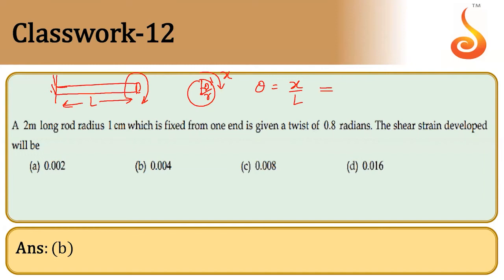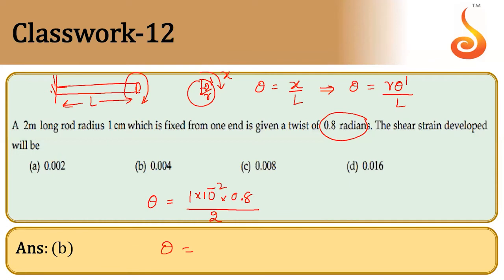So x is equal to what? R theta dash. So theta equals R theta dash divided by L. Theta is the shear strain, theta dash is the rotation angle, the twisting angle. Substitute and you'll get the answer. R is 1 centimeter, the twisting angle is given in radians, which is the SI unit, divided by L, which is 2 meters. So theta equals 0.8 radian. Radian is the SI unit. If they give the angle in degrees, then you have to convert.